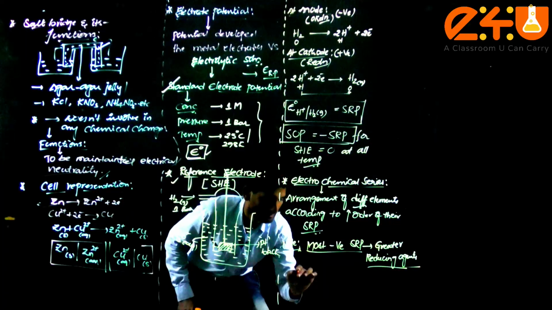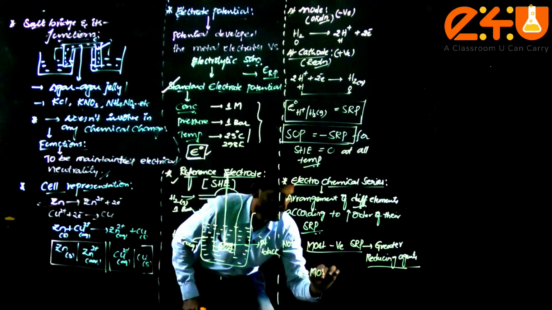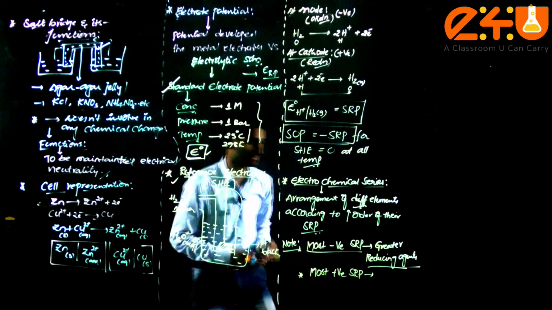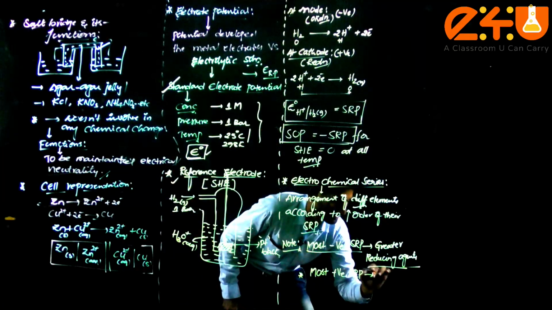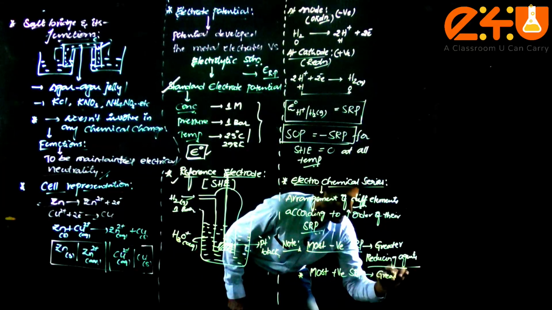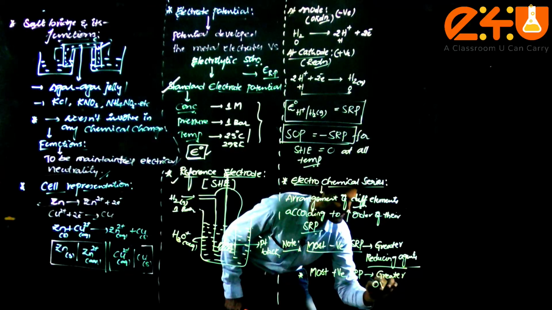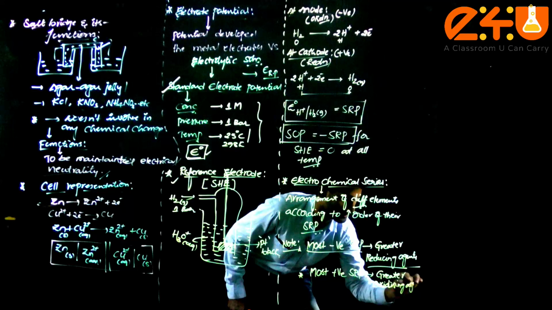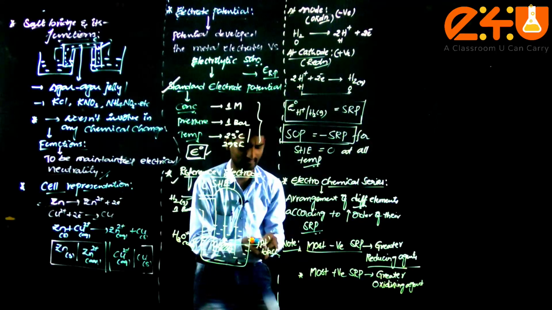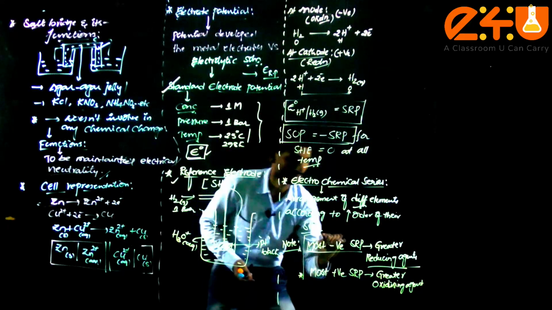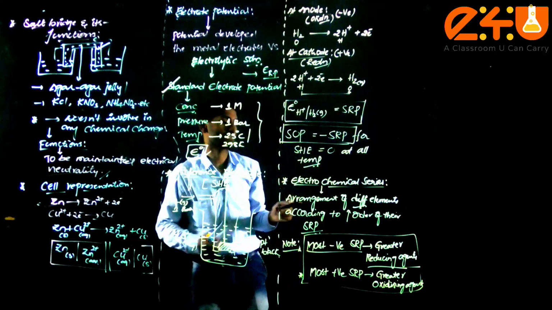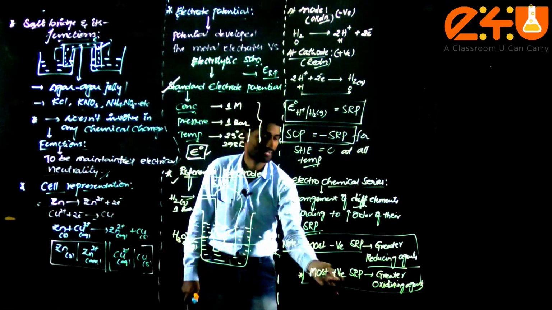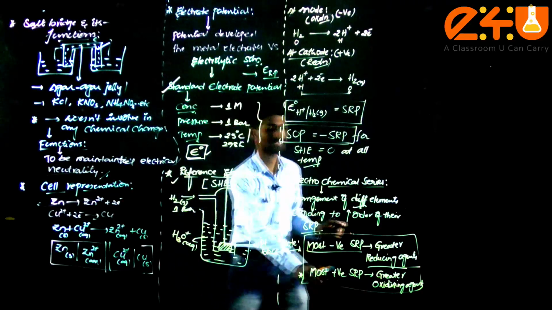And one more point here: whenever you consider the most positive standard reduction potential, that is the stronger or greater oxidizing agent. Very, very important this is. Now these two points you must remember. Whenever we have the greater negative SRP, greater reducing character; whenever having the most positive SRP values, greater oxidizing agent.